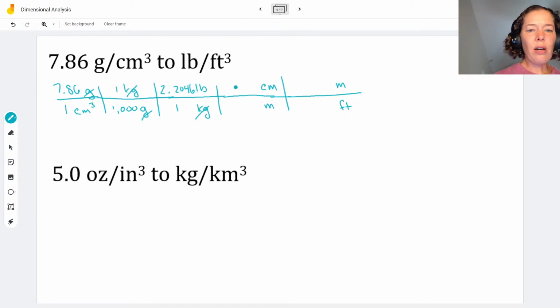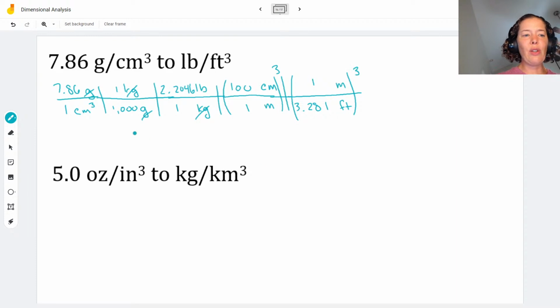So there are 100 centimeters in 1 meter, and we just saw this conversion factor, 3.281. Now I need to cube these. So this one gets cubed, and this one gets cubed, so that my centimeters cubed cancels, my meters cubed cancels, and I'm left with feet cubed again in the denominator. So this one is just really long. Again, this is what happens with density.